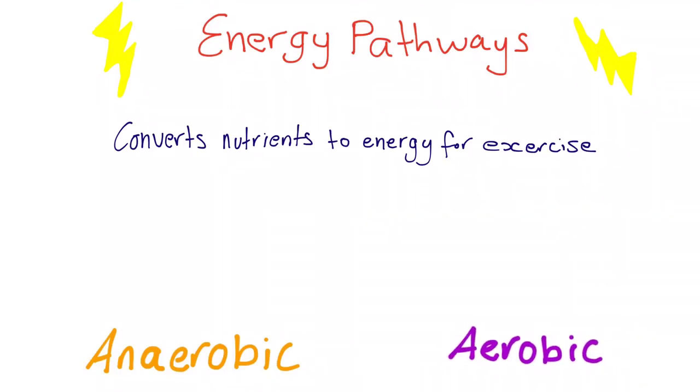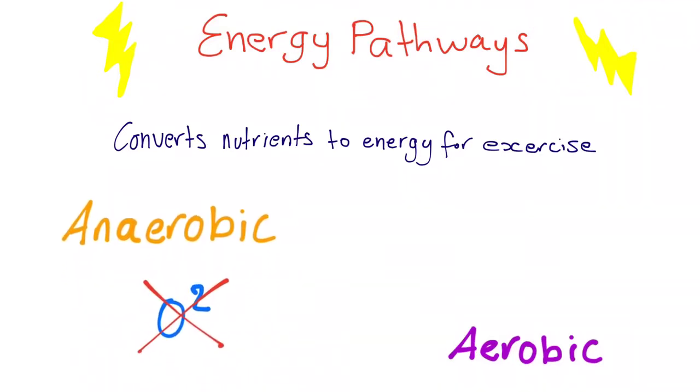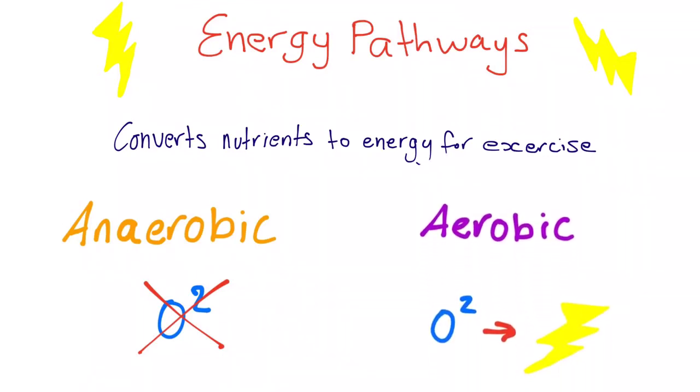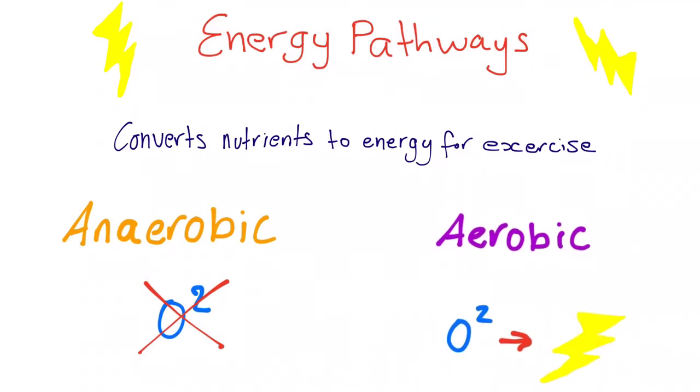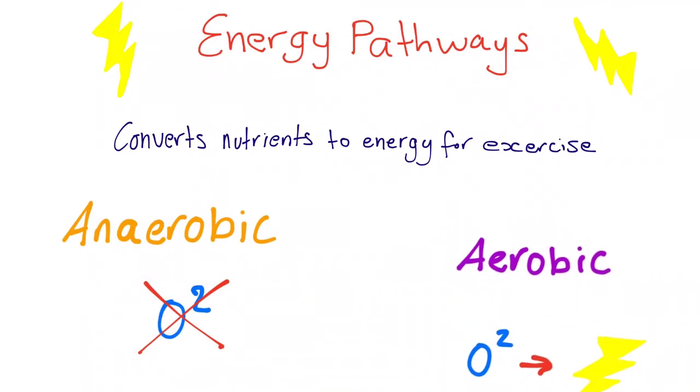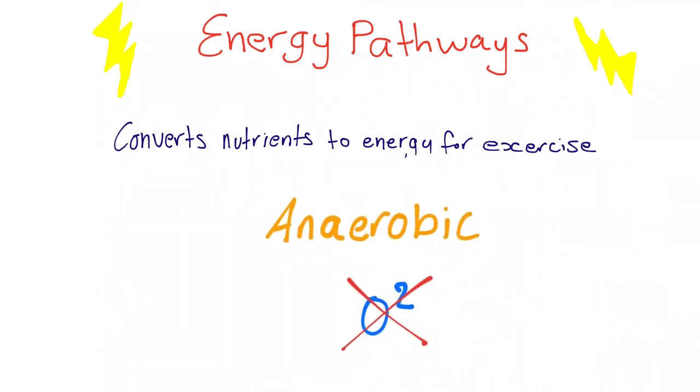The anaerobic pathway provides our body with energy without the use of oxygen. So anaerobic means in the absence of oxygen. The aerobic energy pathway uses oxygen to create energy. So basically, aerobic means with oxygen. When we participate in activities with short, sharp movements, for example throwing a shot put or jumping, we use the anaerobic pathway because we don't need oxygen to produce energy for that sort of exercise.